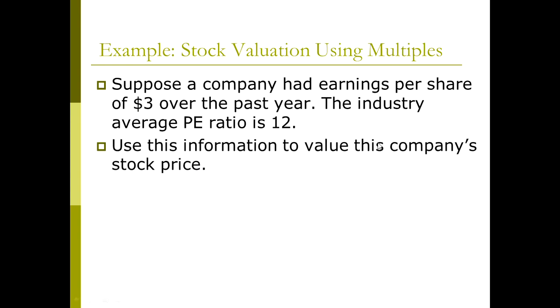Here is an example. A company had earnings per share of $3 over the past year. The industry average P/E ratio is 12. How do you expect the stock price to be? You will expect the stock price to be 12 P/E ratio times $3 per share, $36. So it's very easy. 3 and 12 are the numbers reported to you. All you need to do is multiply them and get an expected stock price.